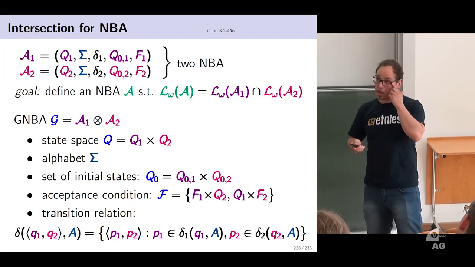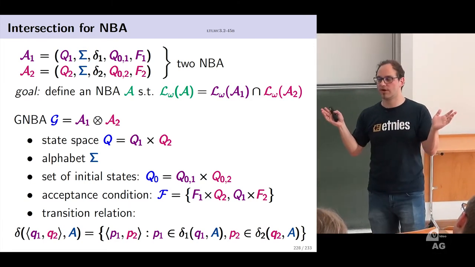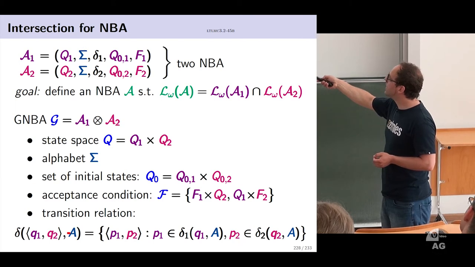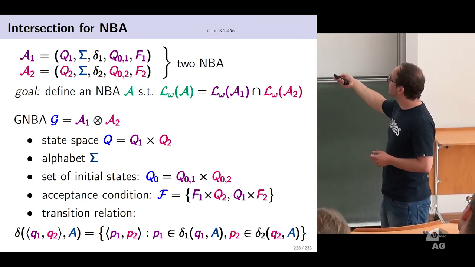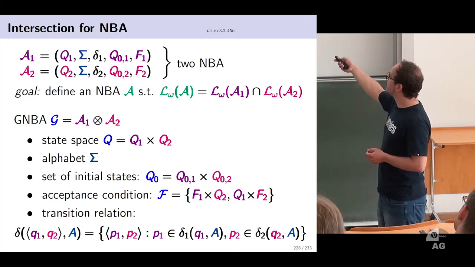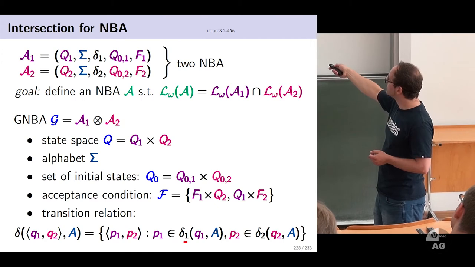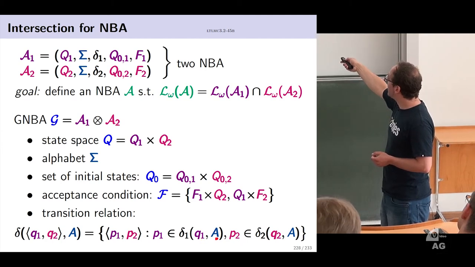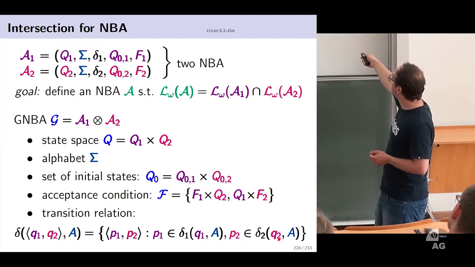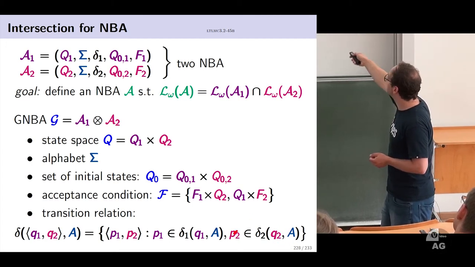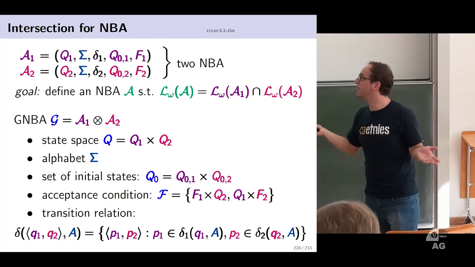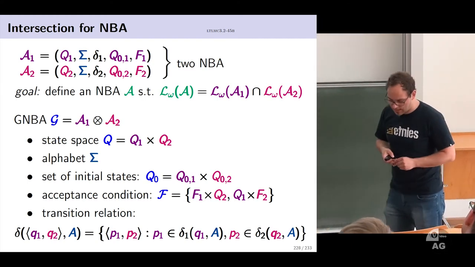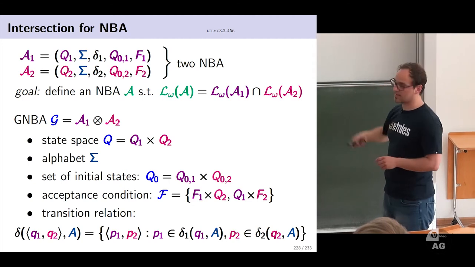And the transition relation is defined just as it was for the product construction on NFA. It means if you are in a compound state Q1, Q2, and you read an A, where can we go from there? We can go to all states P1, P2, such that via delta 1, I can go from the first component Q1 via A to P1, and in the second component, I make a step from Q2 via A to P2. Right? This is the same thing as we had for NFA. So the only thing that really changed in this construction in comparison to the finite word case is this acceptance condition.